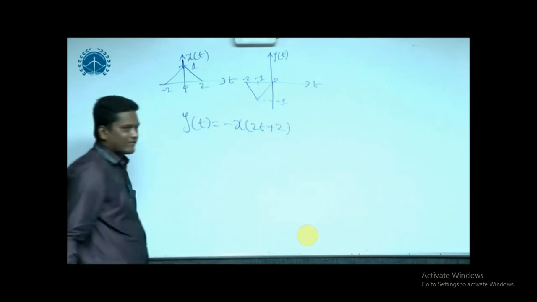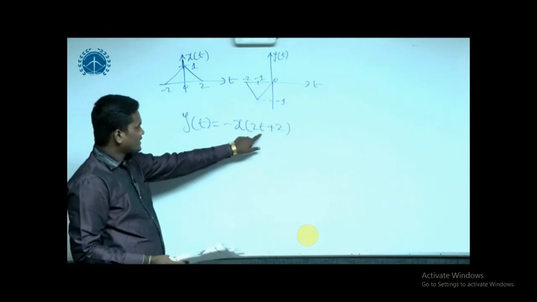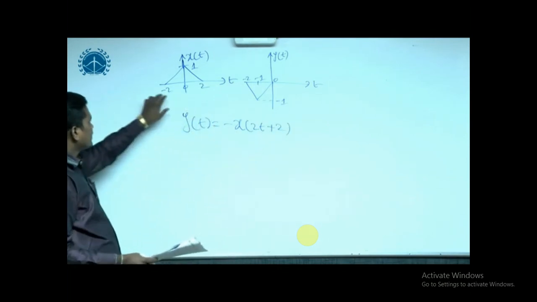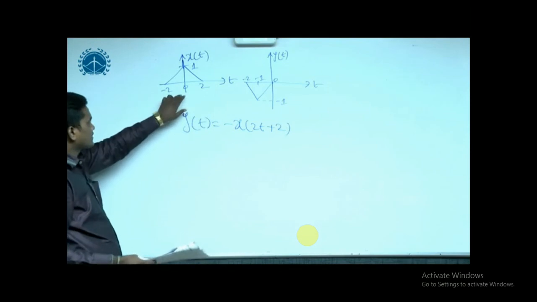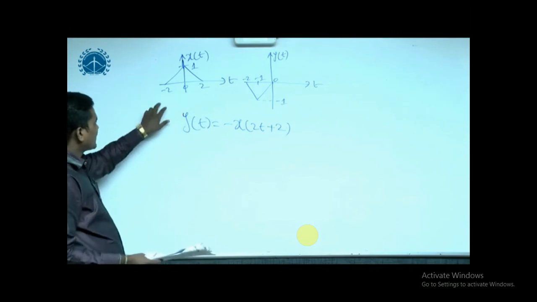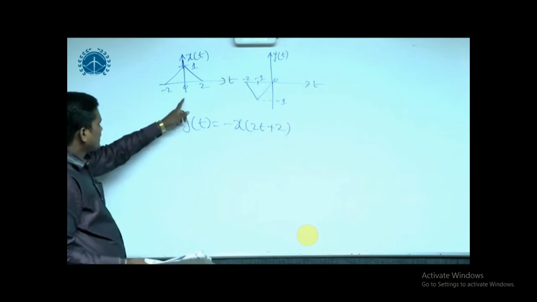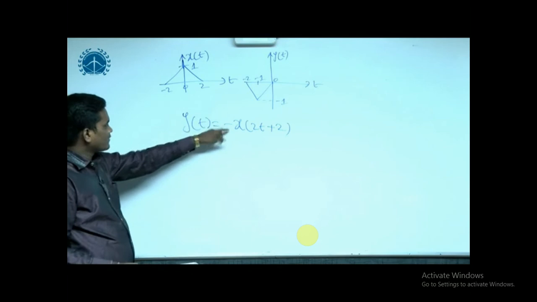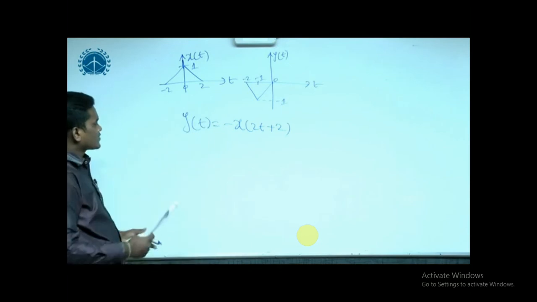First, if you do the time shifting operation, x of t plus 2, it is shifted to the left side, minus 4, and this becomes 0. 2t plus 2 means divided by 2: minus 4 by 2 is minus 2, 0 by 2 is 0, and it is multiplied with a minus sign, so time reversal. So this is the relationship.